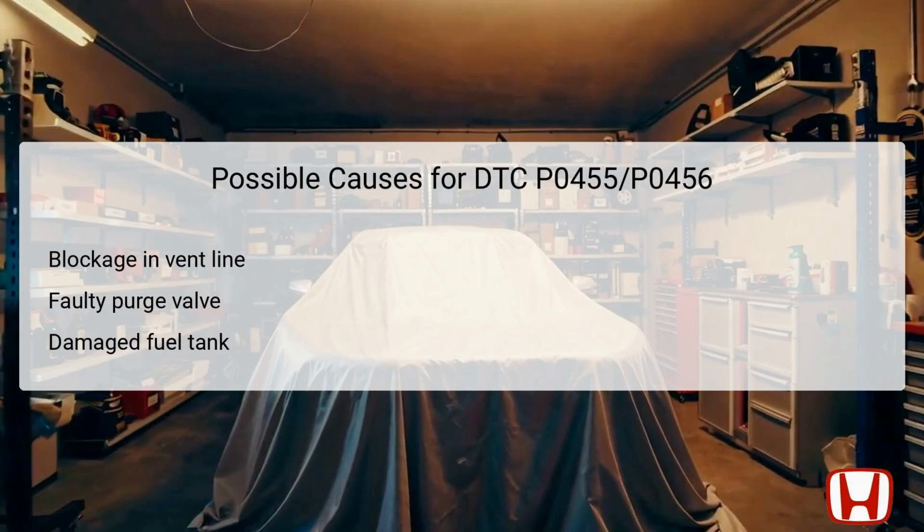If it doesn't open or close correctly, it may either fail to purge vapors from the canister or allow them to escape. Additionally, any damage to the fuel tank or its associated components, like the vapor recirculation tube, could create leaks that result in these DTCs. Understanding these potential causes is critical for narrowing down the diagnostics and efficiently addressing any leaks within the EVAP system.